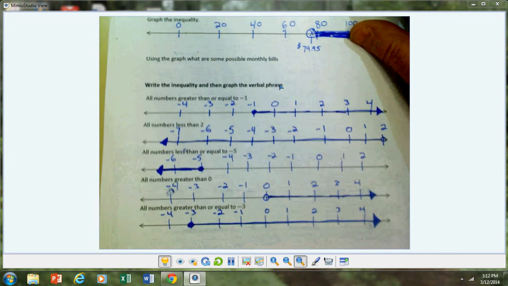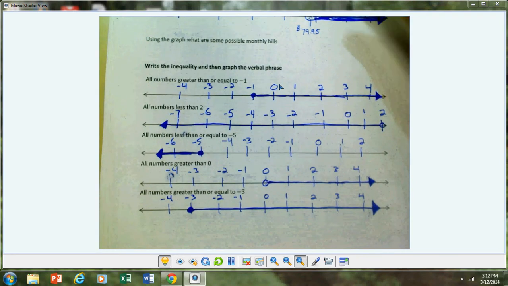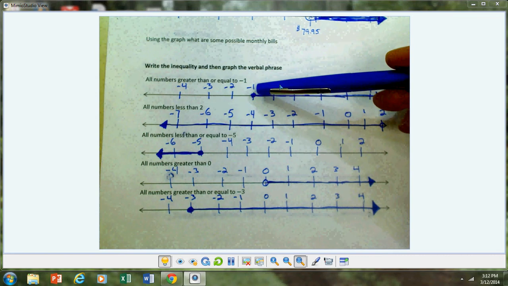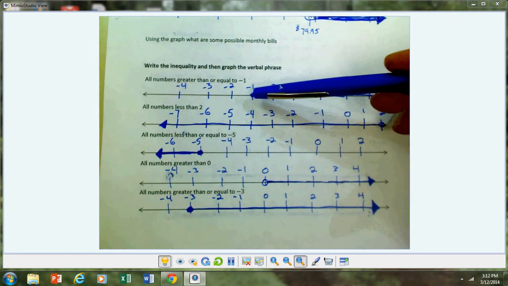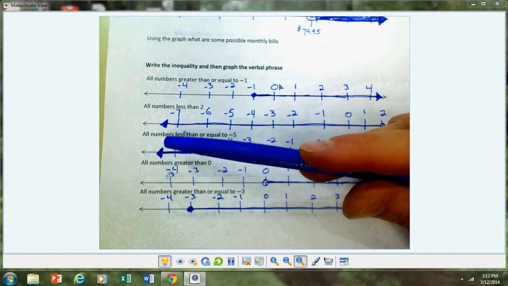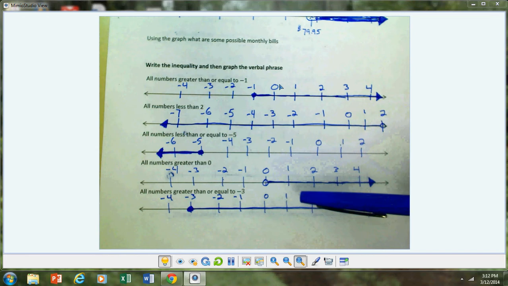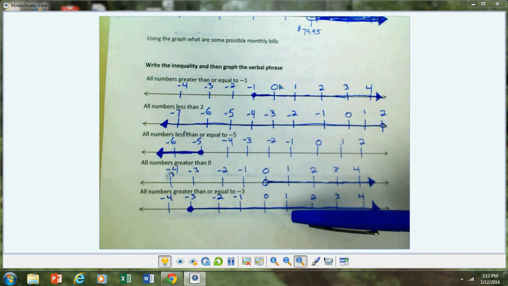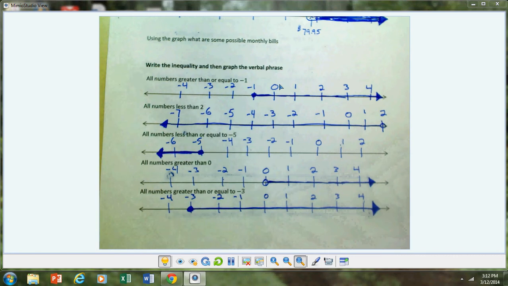And here are your responses. Now your number lines may look different than mine, but the general gist of it should be the same. For instance, you have a closed circle at -1 and the arrow going to the right. Open circle at 2, arrow going to the left. Closed circle at -5, arrow going to the left. Open circle at 0, arrow going to the right. Closed circle at -3, arrow going to the right.